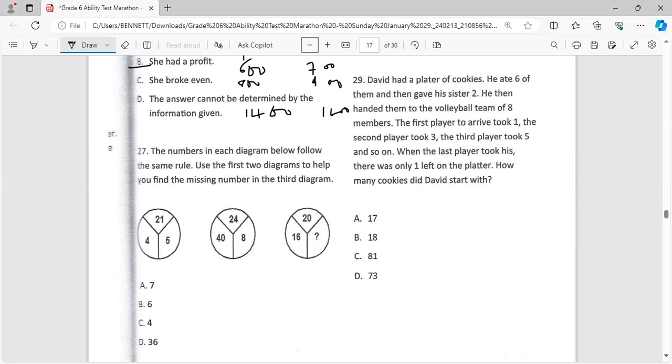All right. So you guys should be able to tell me the answer right away. The numbers in each diagram below follow the same rule. Use the first two diagrams to help you find the missing number in the third. It looks like you multiply first and then you just add one. No, but look at number 1, that's 48 and 24. Look at number 2, the second one. And the third one.